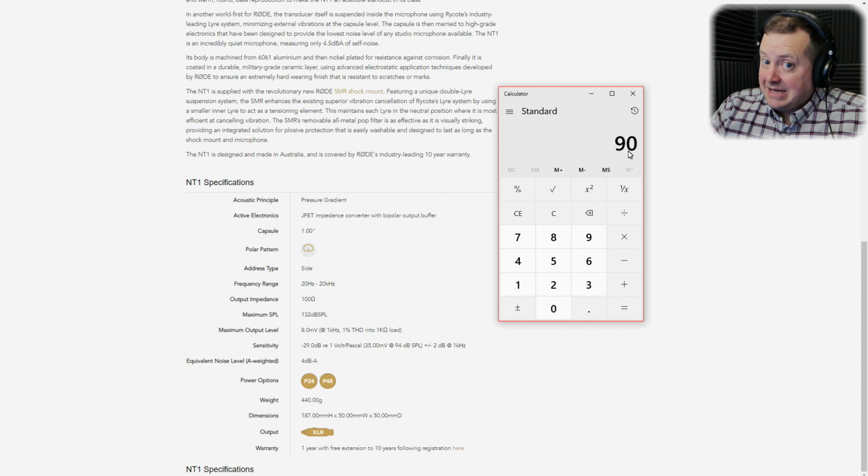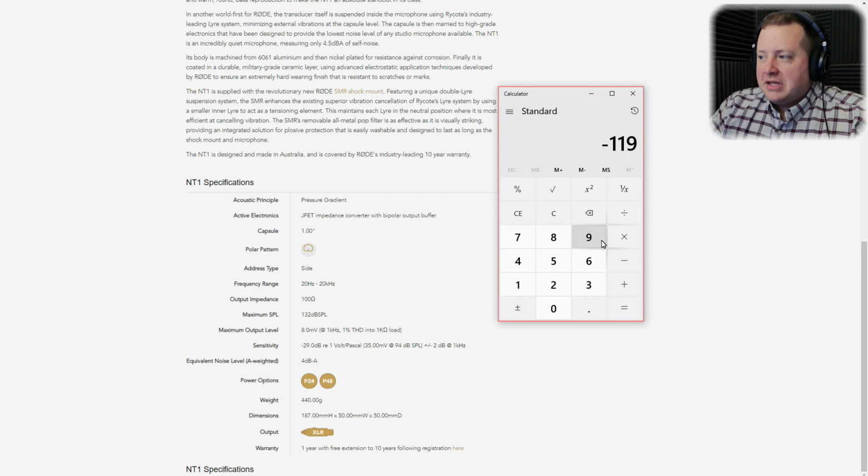That gives us 90. There's that 90 again. Negative 29, minus 90 decibels equals 119. That's correct. So there's our math confirming. So basically, the EIN for the Rode NT1 is going to be negative 119. That's a very low level.